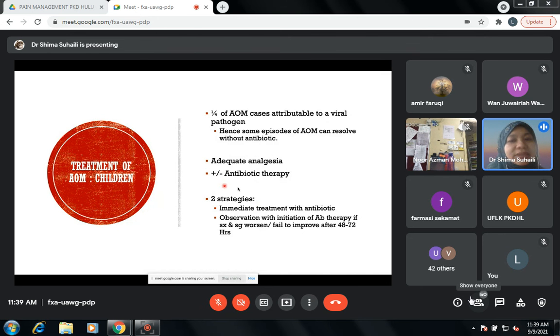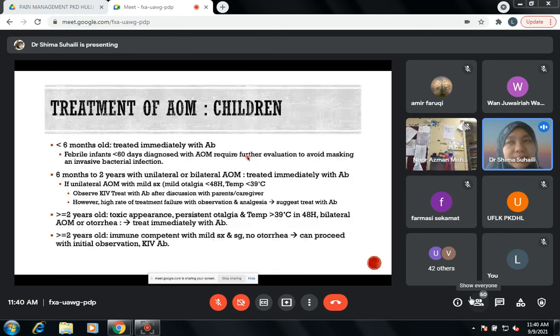Here, I put plus minus antibiotic therapy because from the guideline, actually there are 2 strategies that we can implement for management of AOM in children. First, we can give immediate treatment with antibiotic therapy. Or number 2, we can practice delayed prescription, whereby we observe the kids first, and if the symptom becomes worse or fails to improve after 48 to 72 hours, only then we start the child with antibiotic therapy. So these are the recommendations from the AFP, American Family Physician guideline.